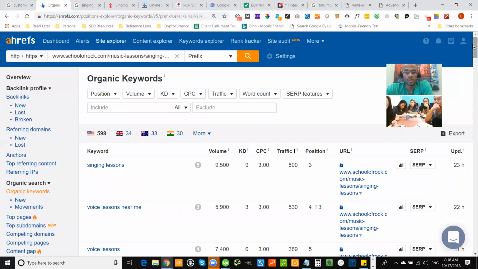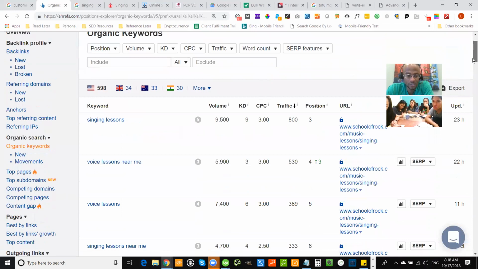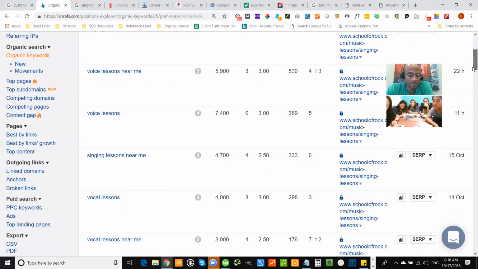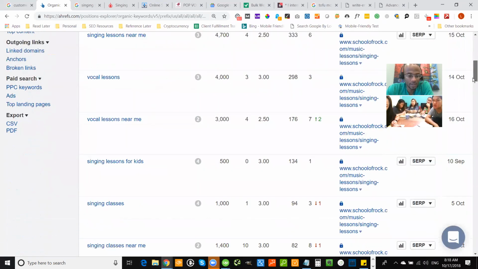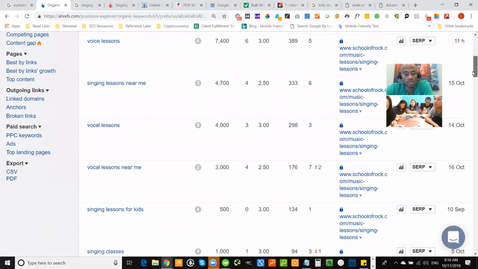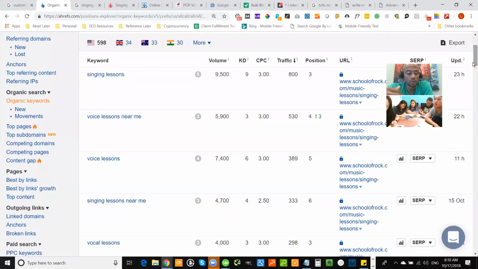So you see here, this is just going to be a sample, but what this list shows us are the different keywords that this particular website, this particular page, is ranking for. So of course they're ranking well for singing lessons, voice lessons near me, voice lessons, singing lessons, vocal lessons. So there's going to be a lot of repetitive phrases here. But the key idea is that you want to take a quick look here to build your keyword list so that you make sure that you're targeting the right keywords.